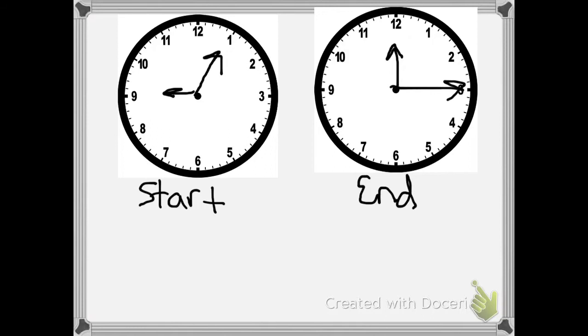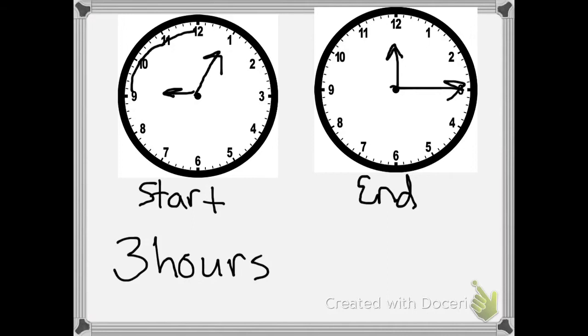Now, Miss Ritsky and I are going on a road trip, and we leave at 9:05 in the morning, and we get there at 12:15 in the afternoon. How long were Miss Ritsky and I on our road trip? The first thing we do is we figure out the hours. We're going to count how many hours it takes to get from 9 o'clock to 12 o'clock. So 1, 2, 3. It took us 3 hours.